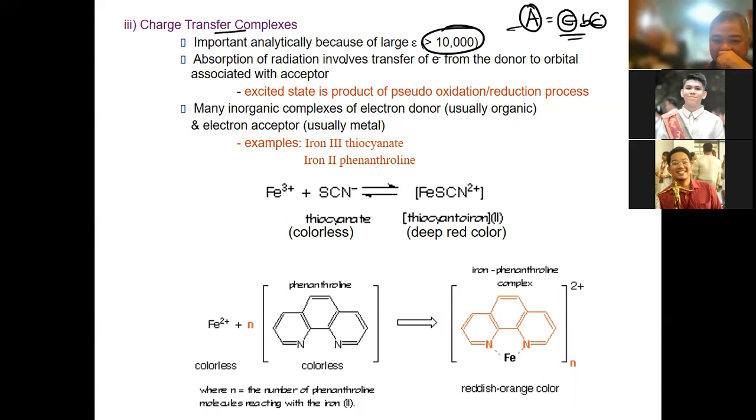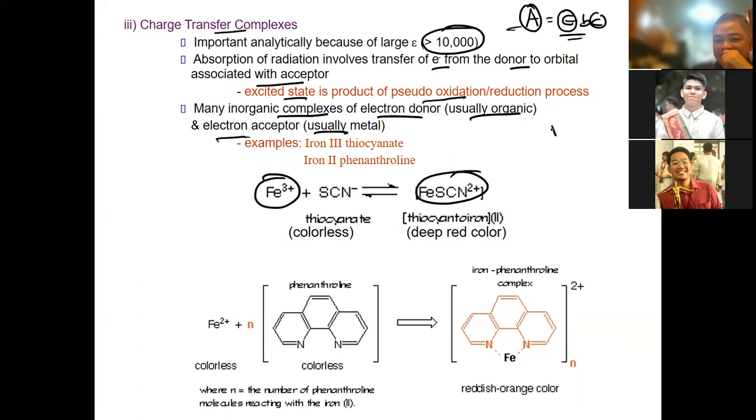Now, the absorption of radiation here involves the transfer of an electron from the donor to an orbital associated with the acceptor. And the excited state is a product of a pseudo-redox process. So many inorganic complexes have an electron donor, usually organic, and an electron acceptor, usually the metal. So there's iron thiocyanate and iron phenanthroline. So you can detect Fe3+ if you complex it with SCN- compared to Fe3+ alone.